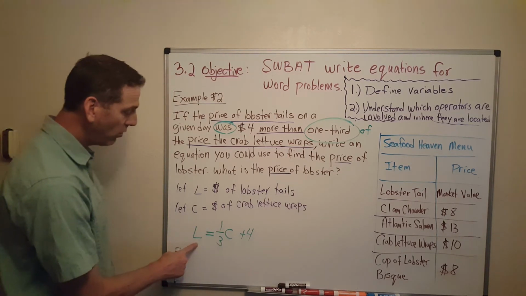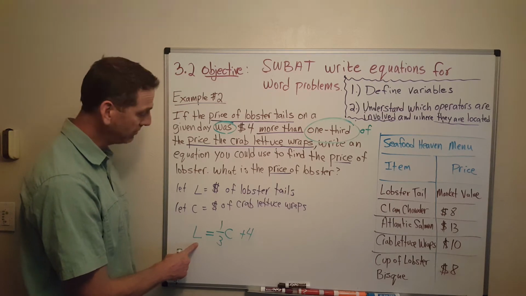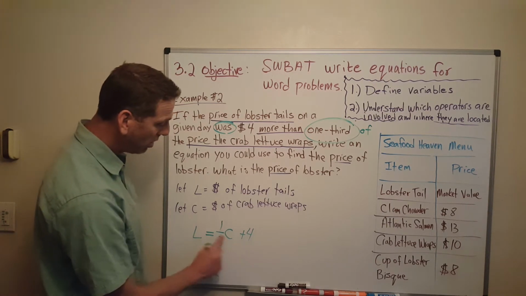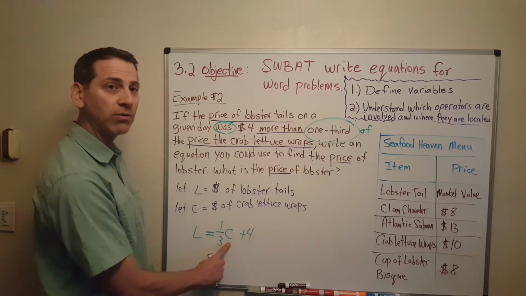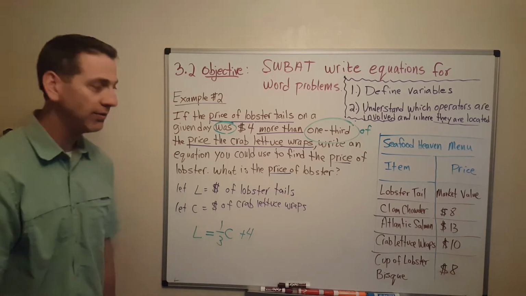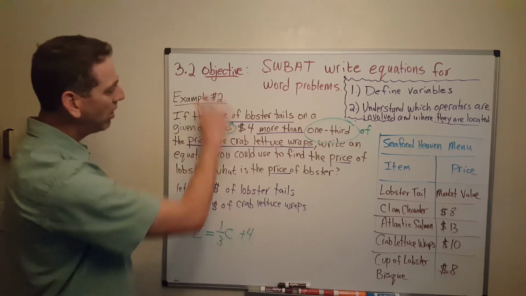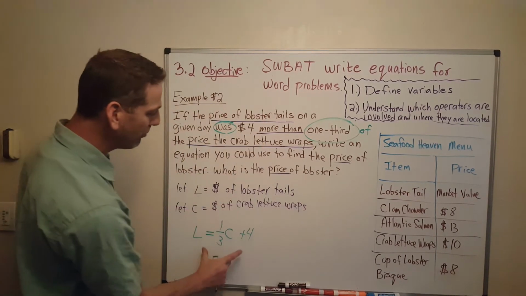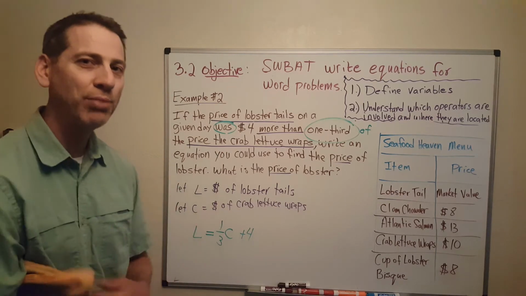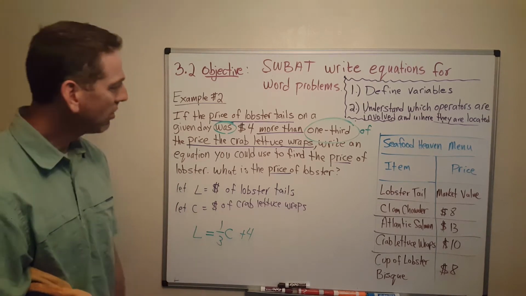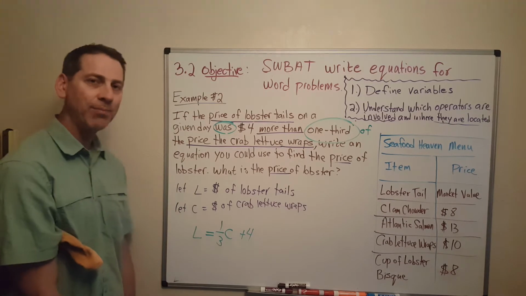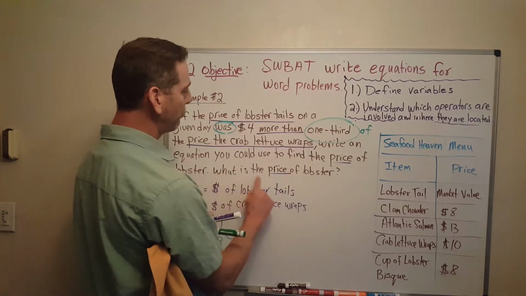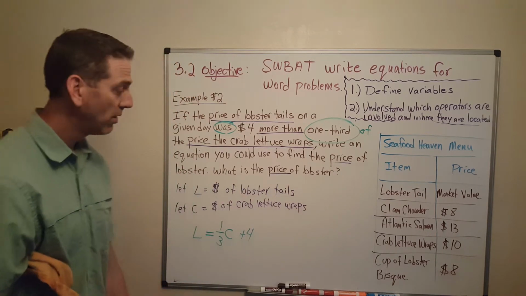All right, so what's the price of the lobster tails? Well, it was $4 more than 1/3 the price of the crab lettuce wraps. And there it is. I have all those words wrapped up right there. Pardon the pun. Okay, so there's my first part. I got my equation. Now I just need to figure out what is the price of the lobster.